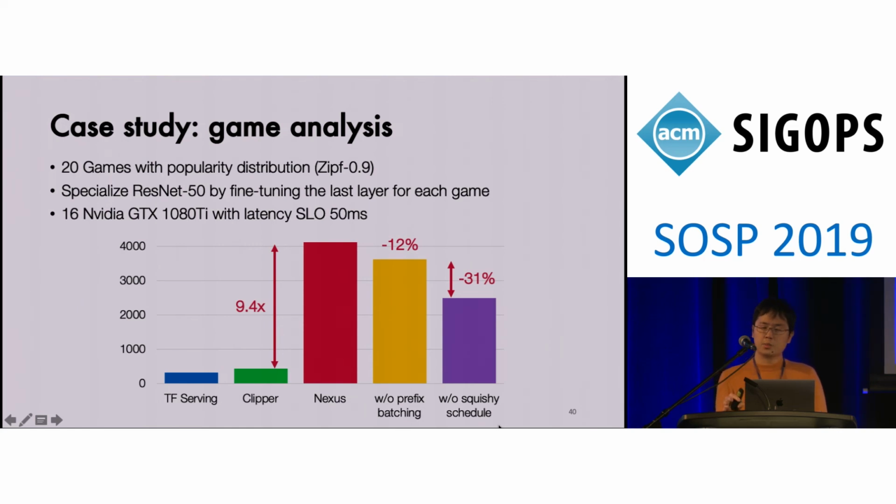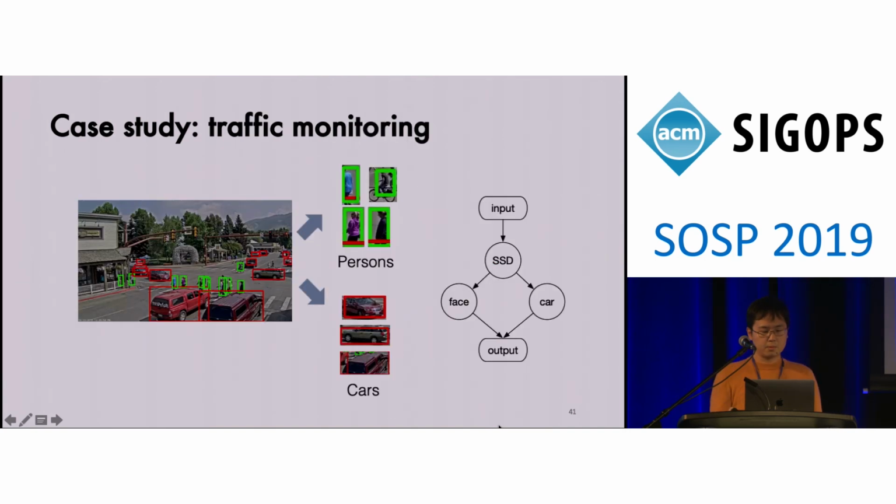And because there's no dependency between two models in this application, there's no complex query used in this application. Also, there are further optimizations we used in Nexus that can account for the remaining differences between Nexus and the baseline. You can refer to the paper for more details. And our second case study is traffic monitoring.